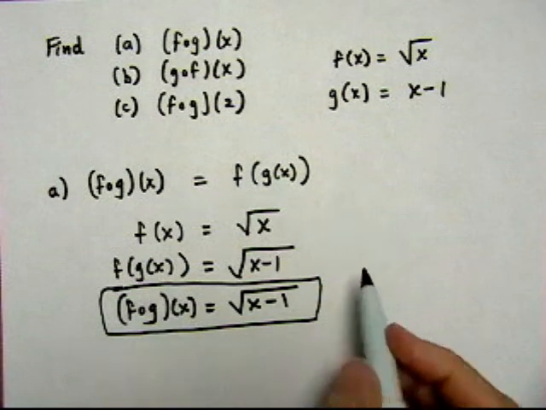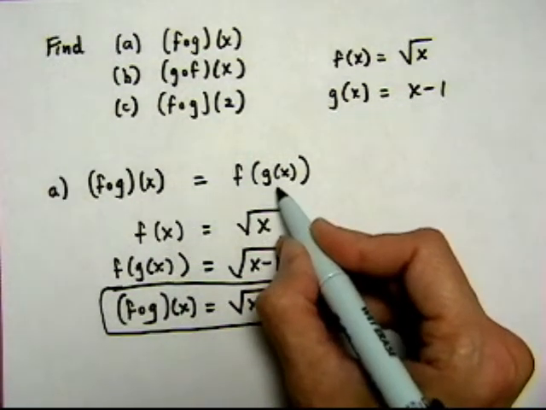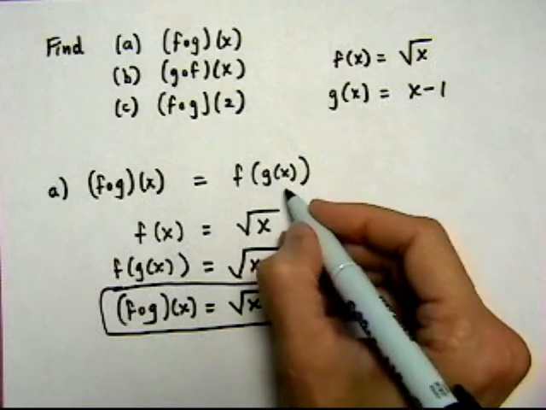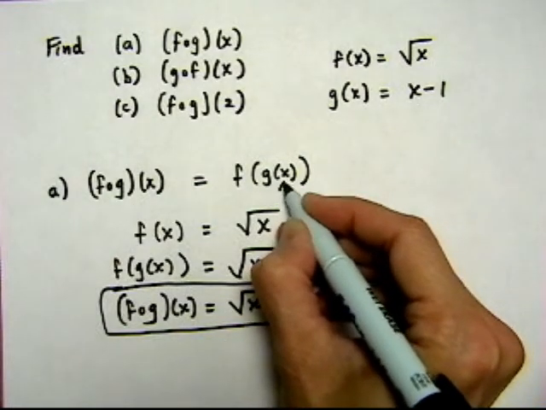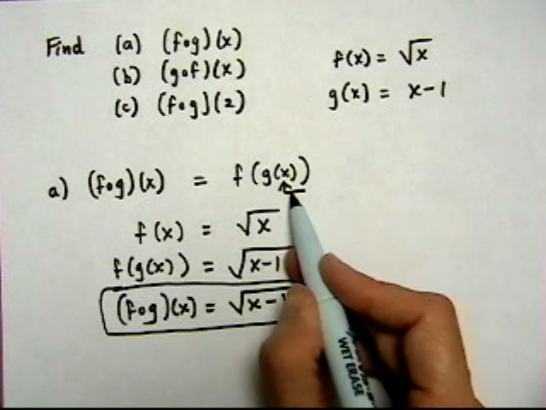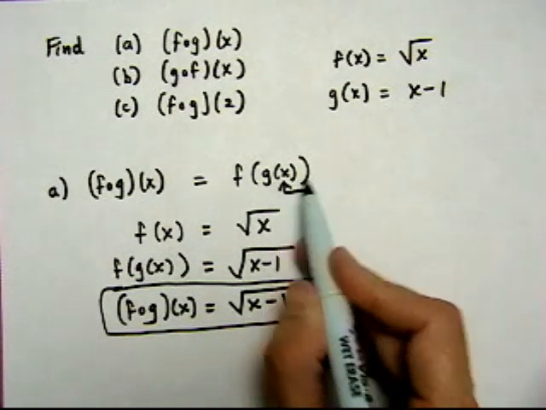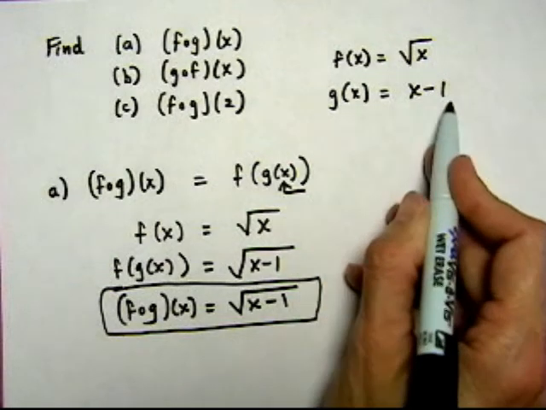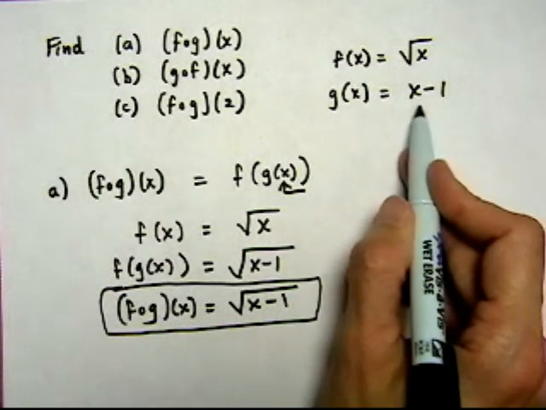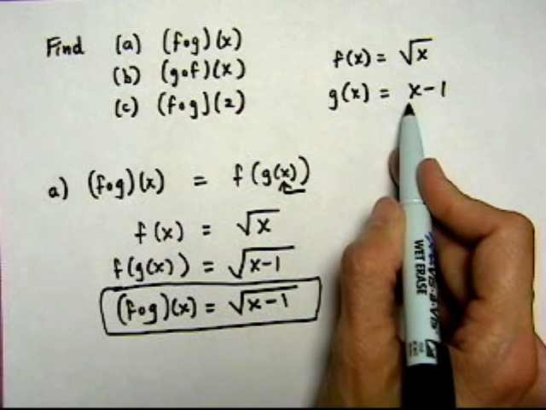Now as far as the domain, there's a couple of things to watch out for. Because we made f of g of x, we want to make sure that we locate or identify any unallowed input values of x for the function g of x. So if we look at that, g of x is x minus 1. There's no unallowed values there. We can use all real numbers. So we're all set there, no restrictions.